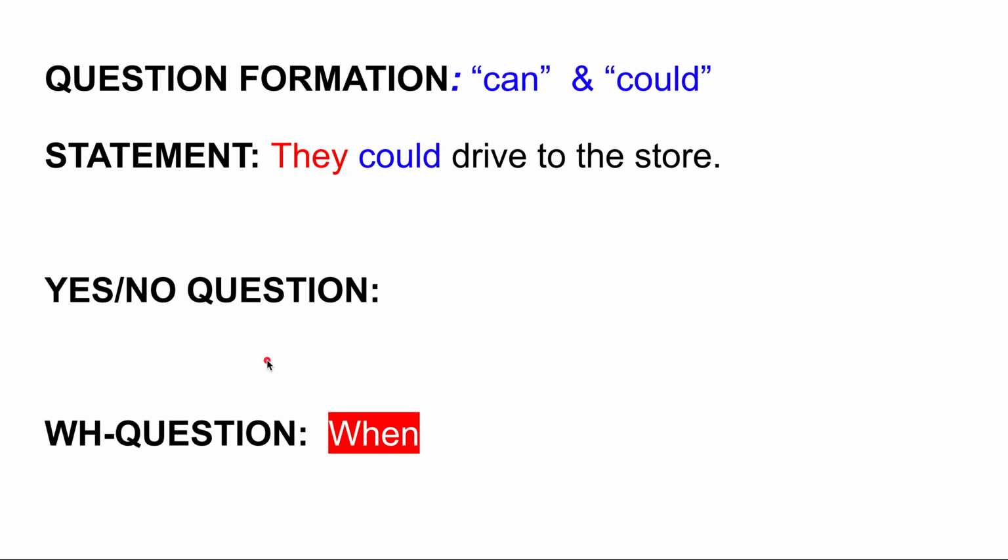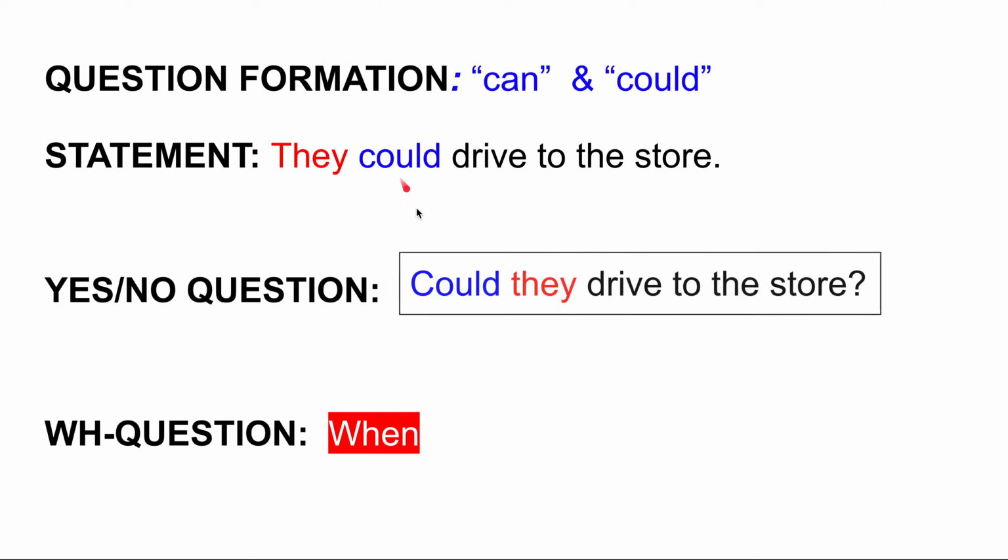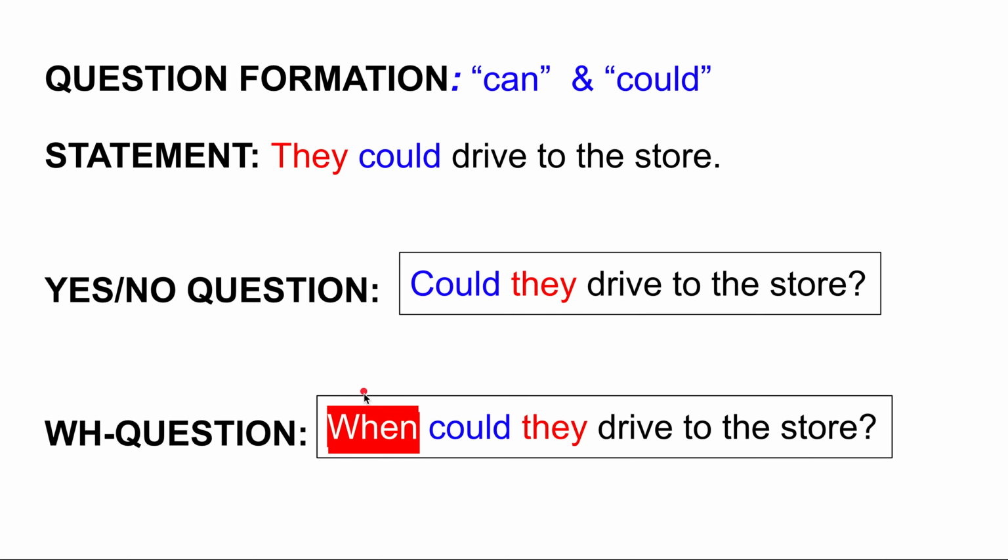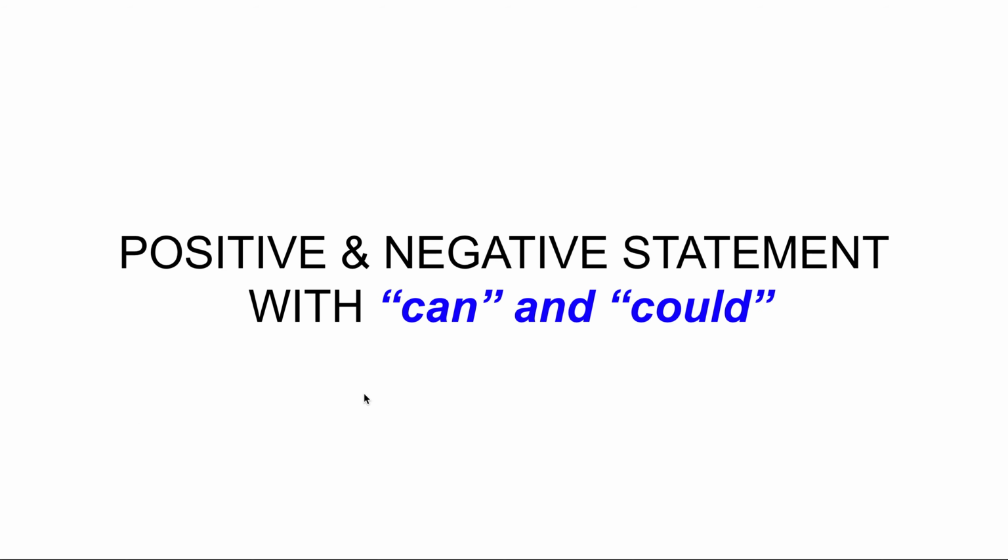Let's look at another example. They could drive to the store. Moving the modal to the front: could they drive to the store? That's a yes/no question. For a WH question, we add a WH question word. When? When could they drive to the store? Let's look at positive and negative statements with can and could.